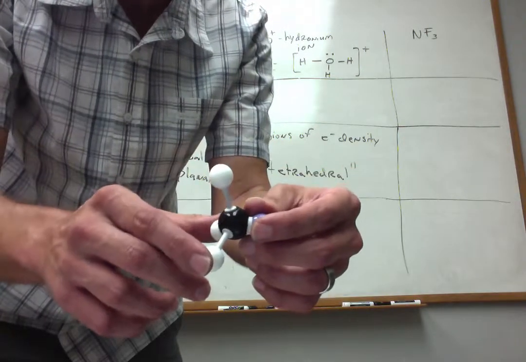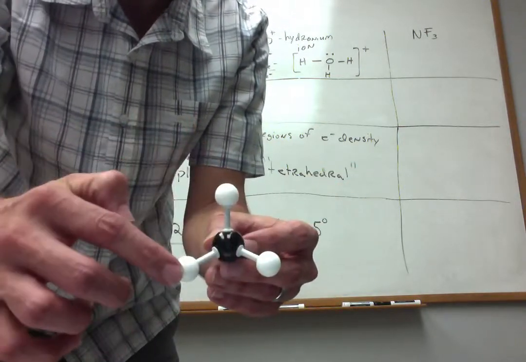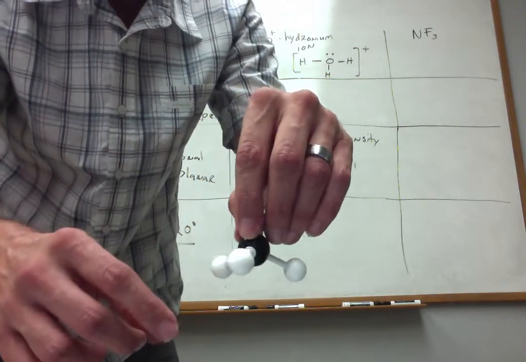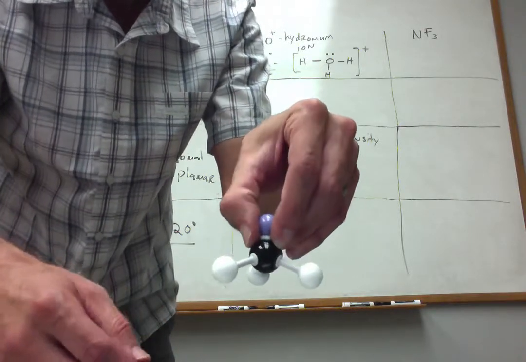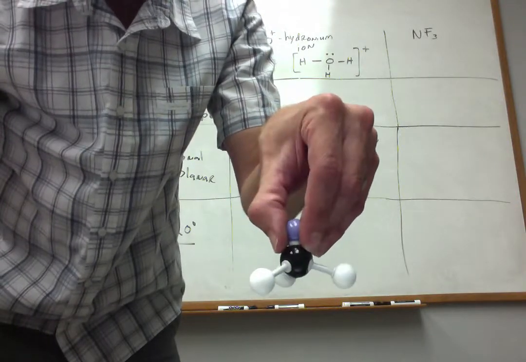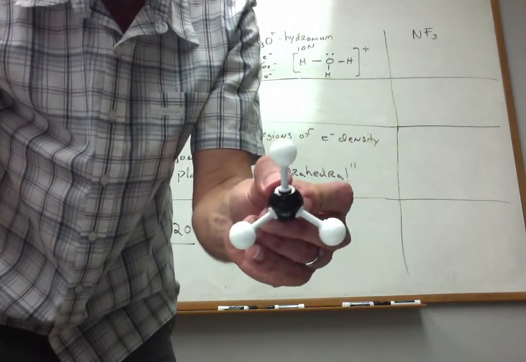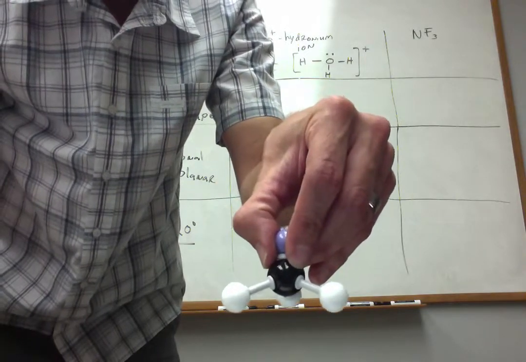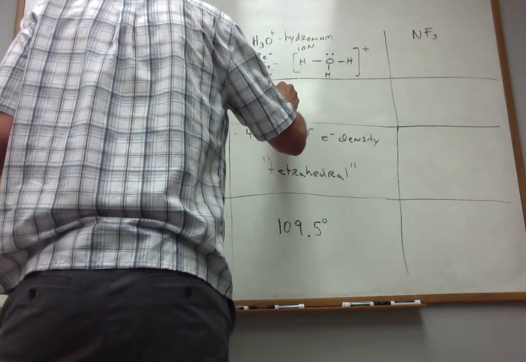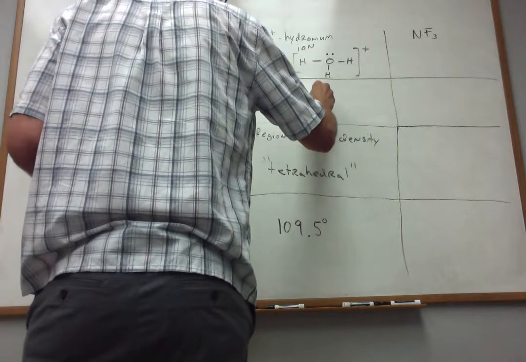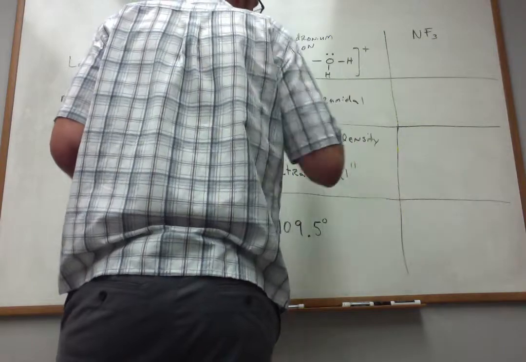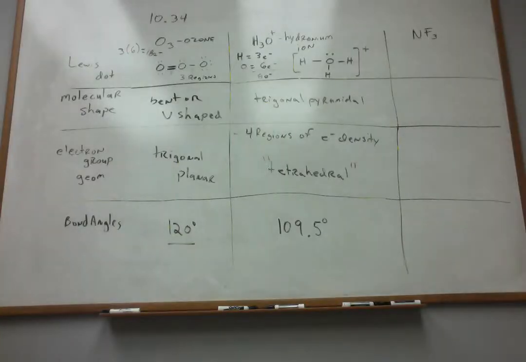So these white ones are all on the same plane, and they form what appears to be a triangle, and then this one's up above it here in the middle. So it's kind of a triangle and a pyramid shape. So maybe I should call this trigonal pyramidal. Everybody see that? Triangle, pyramid, trigonal pyramidal. So sure enough, we're going to call this molecular geometry trigonal pyramidal.